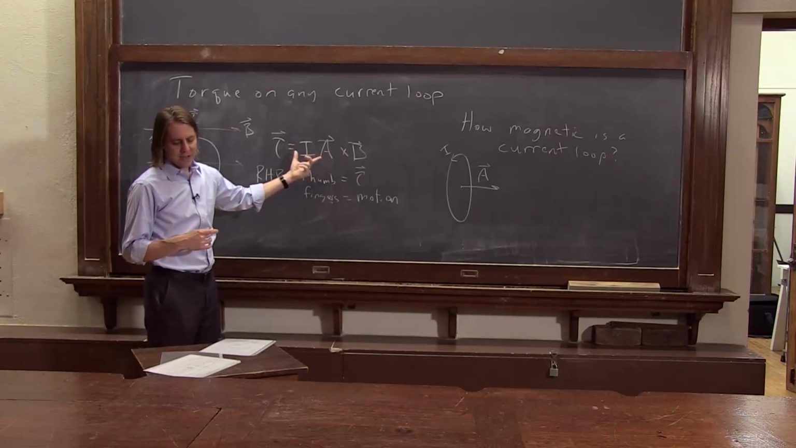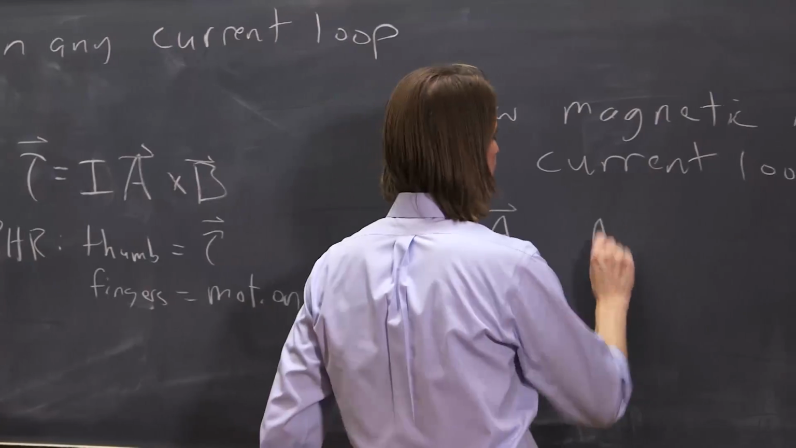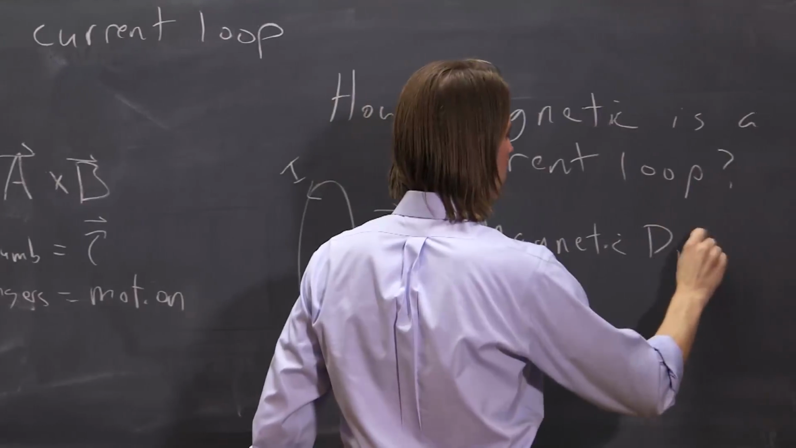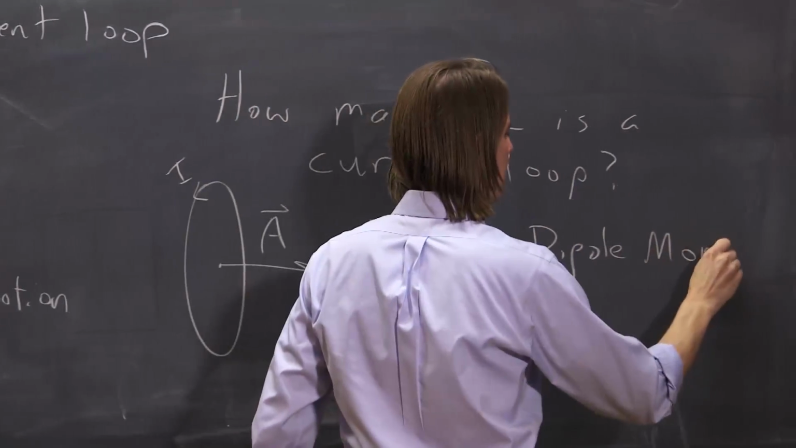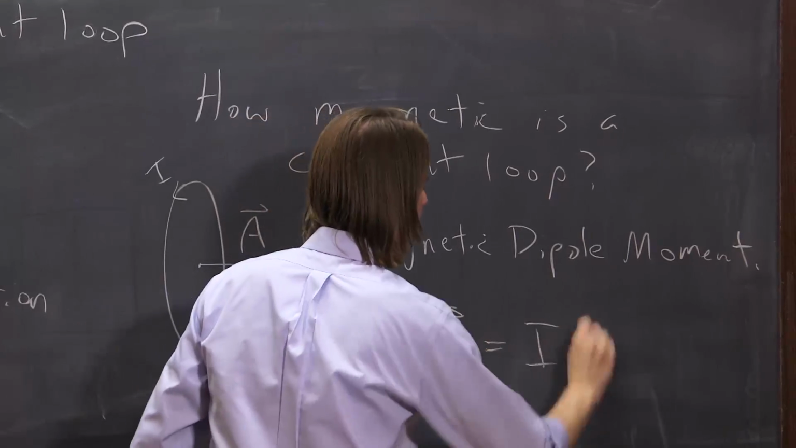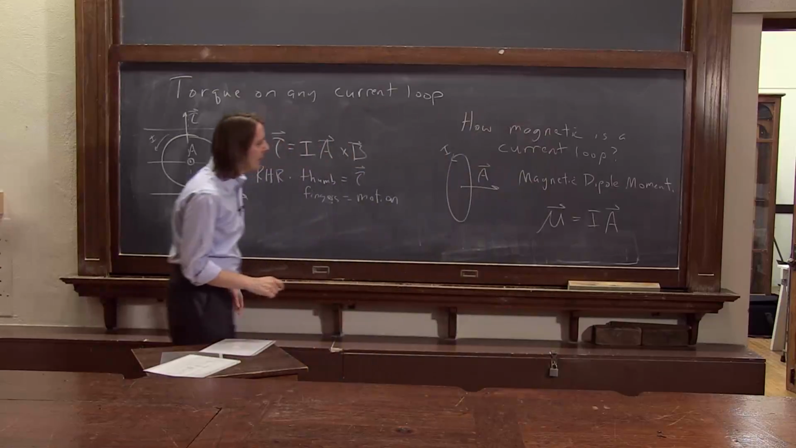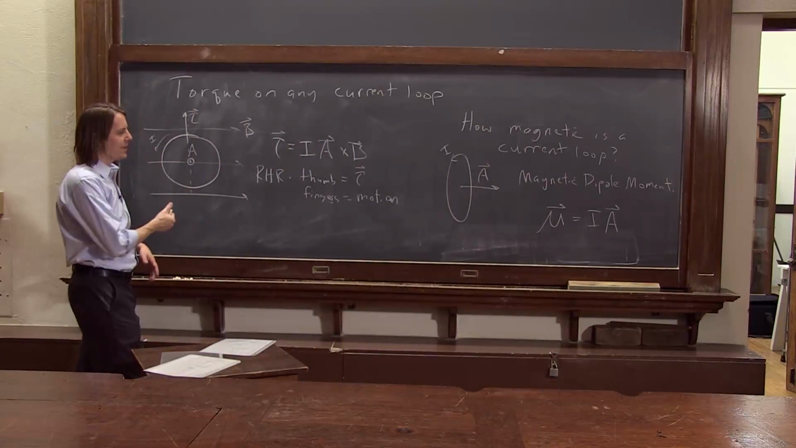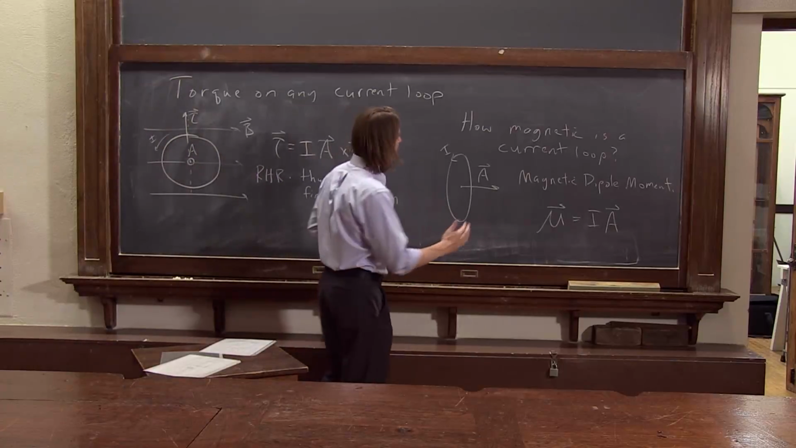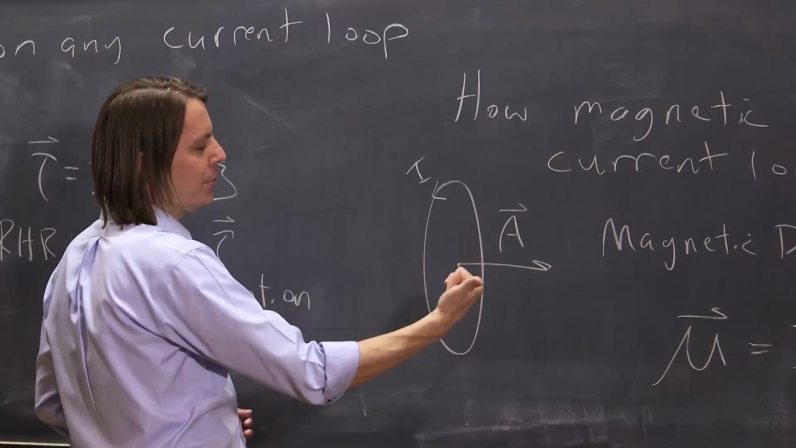So we give IA its own special name. It's called the magnetic dipole moment. So mu is I times the vector A. And there is a convention to pick the direction of A. You don't just pick which way is positive. It's again the right-hand rule. If you have your fingers go around I, then your thumb is along A.